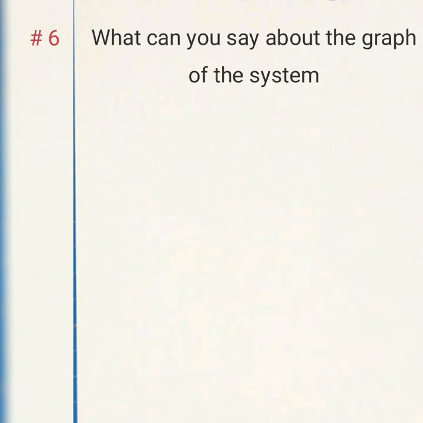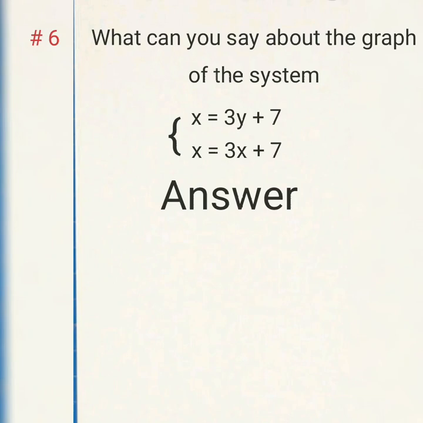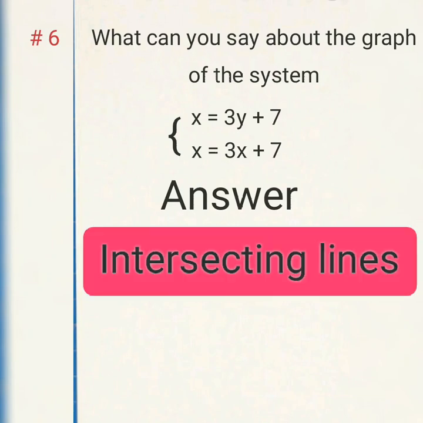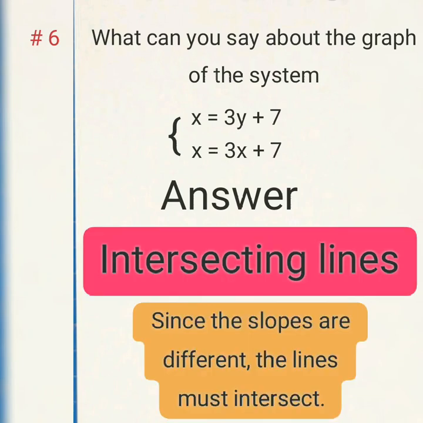What can you say about the graph of the system x = 3y + 7 and x = 3x + 7? Answer: intersecting lines. Since the slopes are different, the lines must intersect.